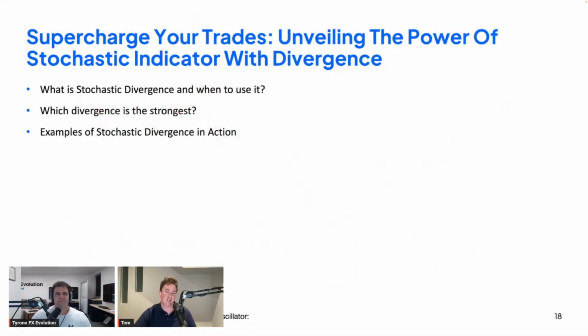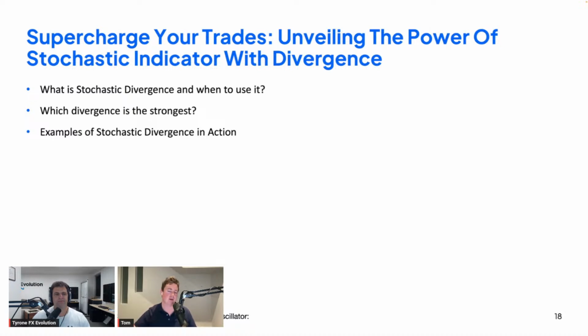So the question becomes, Ty, can we supercharge our trades? Can we unlock the power of stochastic indicators with something else? Can we use divergence and stochastic indicators to potentially unlock a hidden power? Well, the answer is, again, quite simply, yes, we can. And it's all about which divergence is the strongest. So today we'll take a look at which divergence is the strongest, how we use it on the charts, and of course, some examples of this divergence in action.